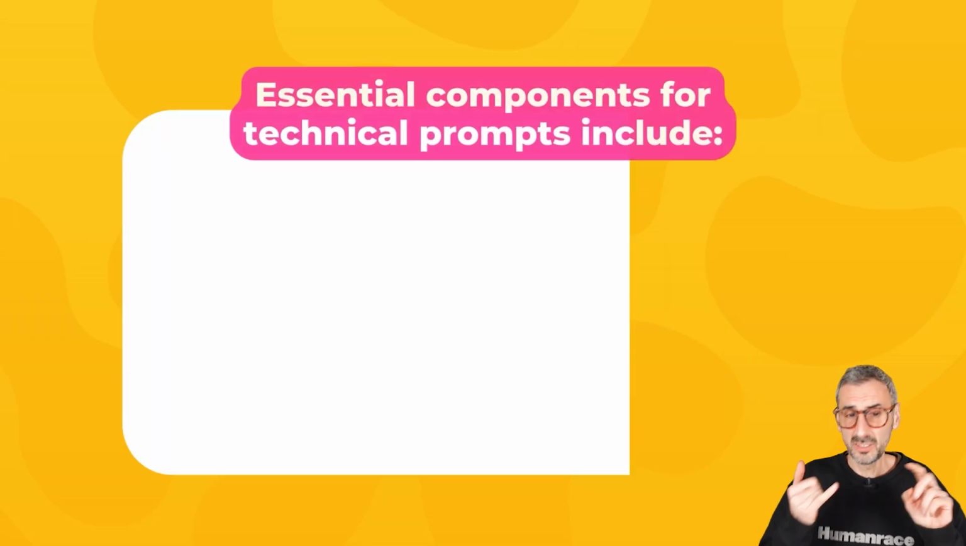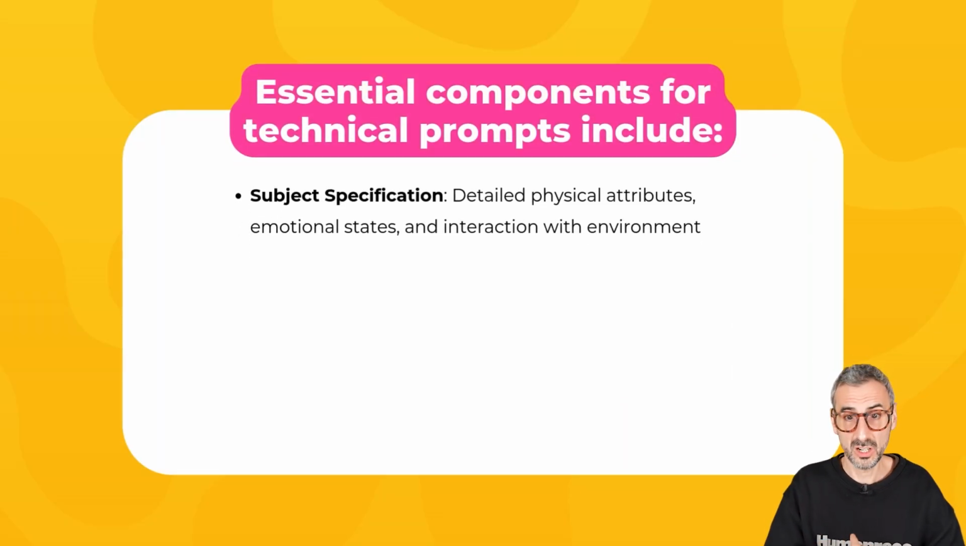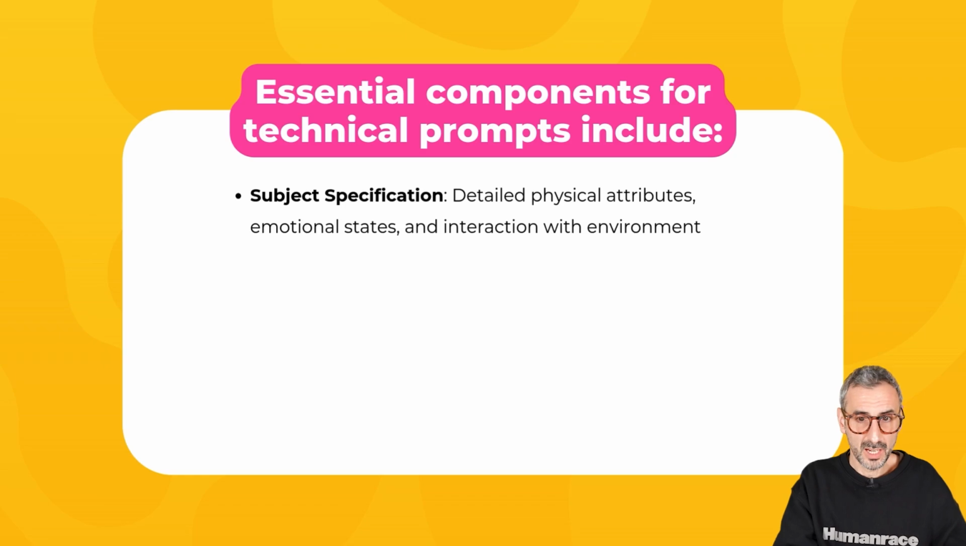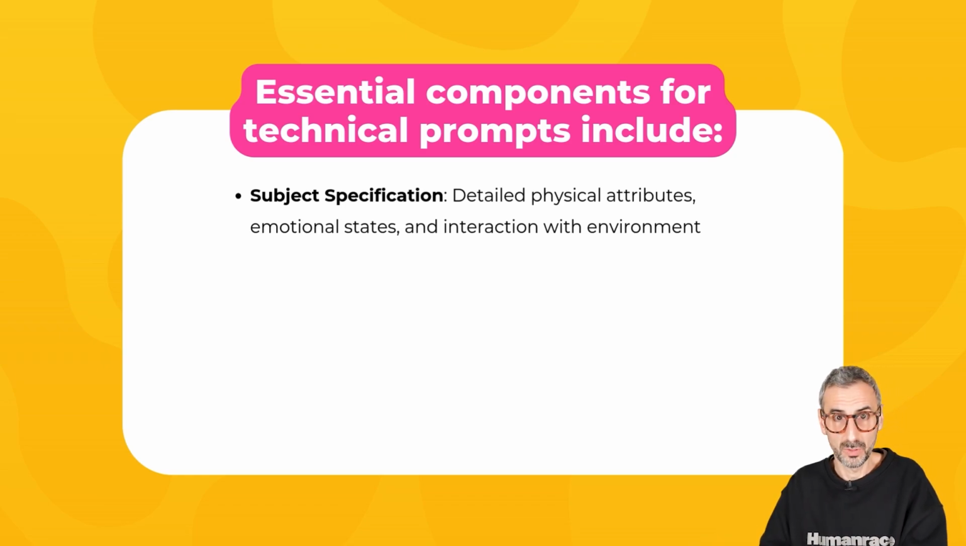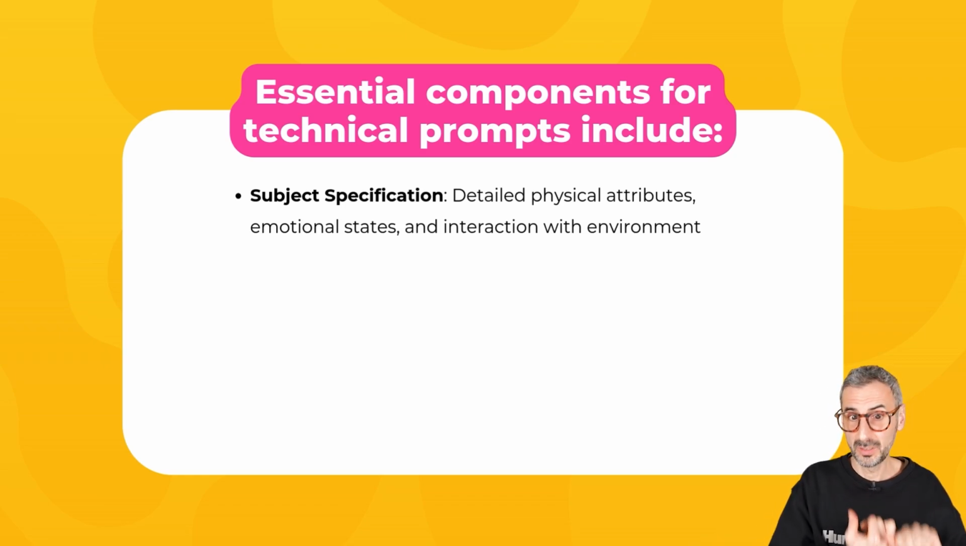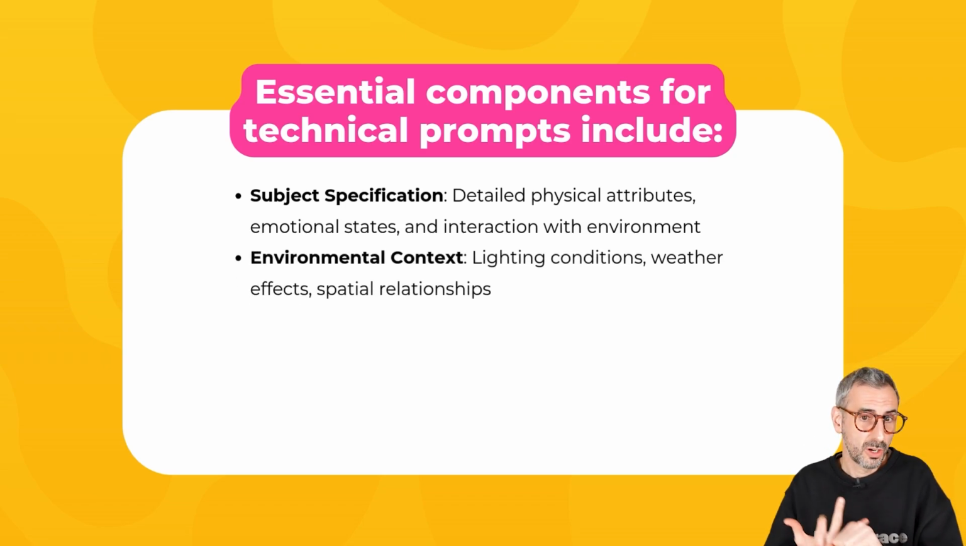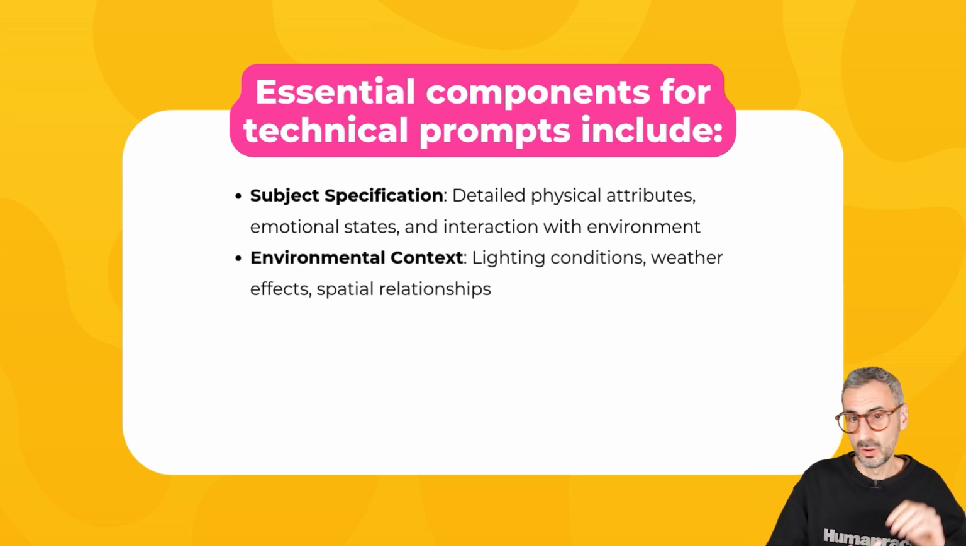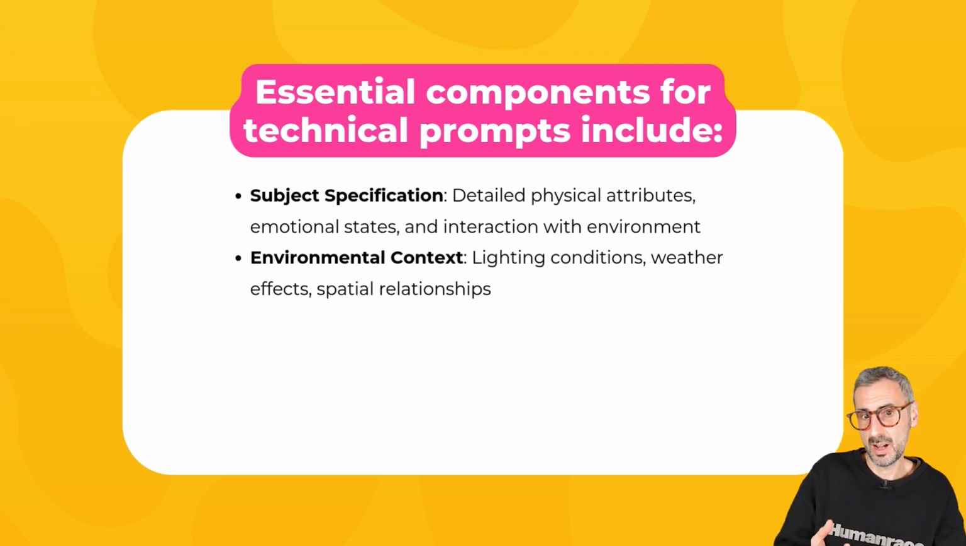And he told me, okay, so the prompt basically needs to have a few of these ingredients. It needs to have your subject specification. So detailed physical attributes, emotional states, and interaction of the subject with the environment. That would be 1, the subject specification. The second part of your prompt should be the environmental context, the environment. So the lighting conditions, weather effects, spatial relationships, all of these things that kind of describe the scene.